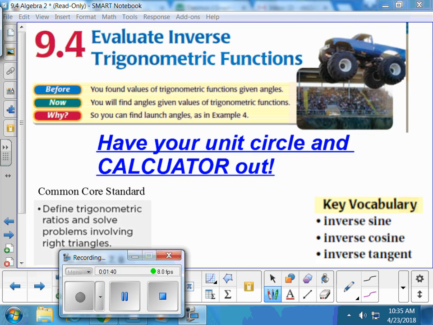Today we're learning 9.4. Have your unit circle out and ready to refer to, and have your calculator out. Those are your two materials you need to have ready to rock.